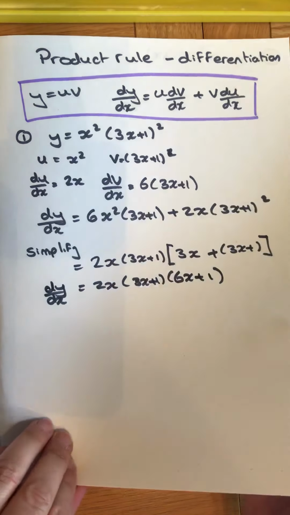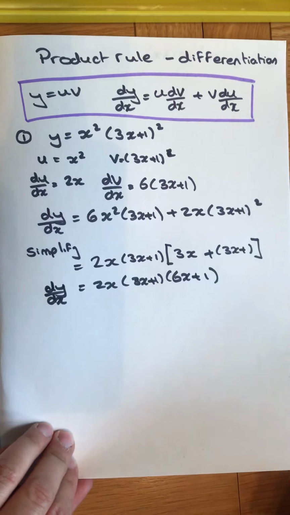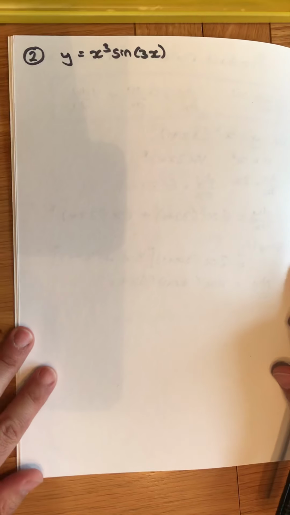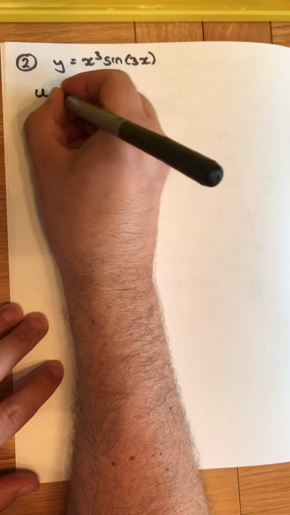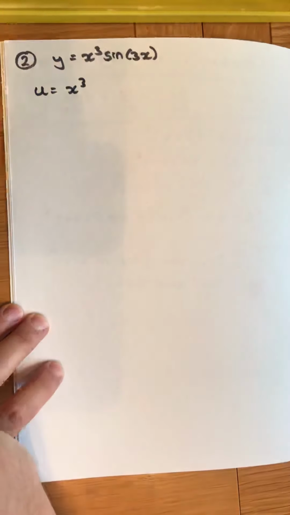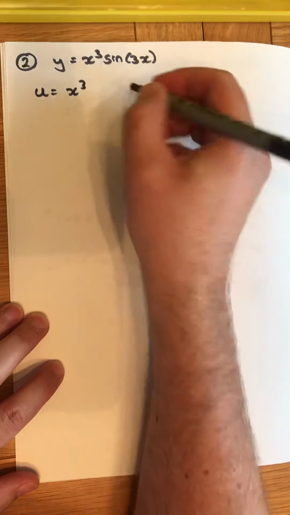So let's have a look at a few more examples. Obviously you can pause the video. Okay, so our second one, we've got x squared sine 3x, so we just set up in the same way. X cubed, sorry, it's been multiplied with the sine of 3x.